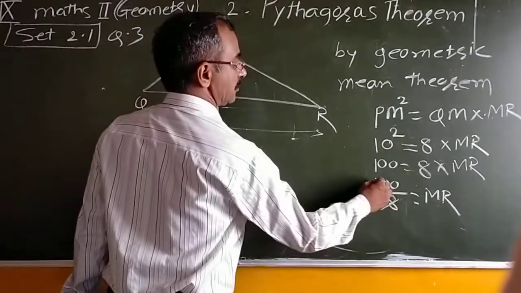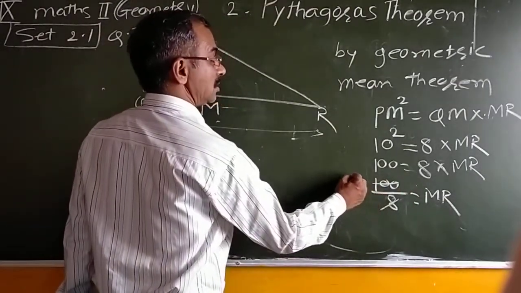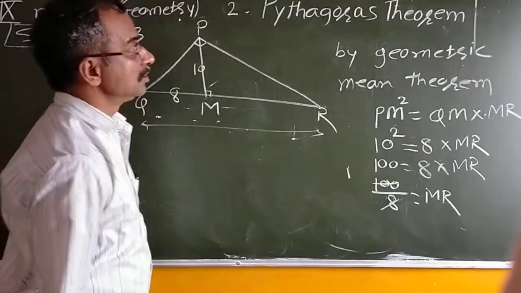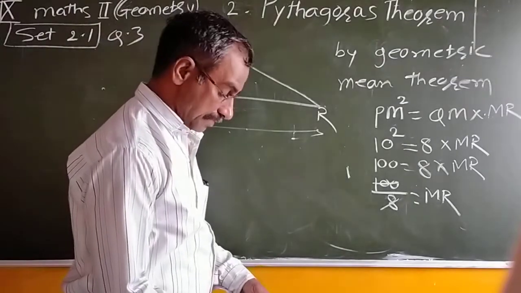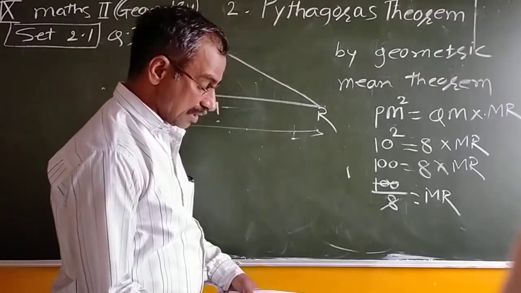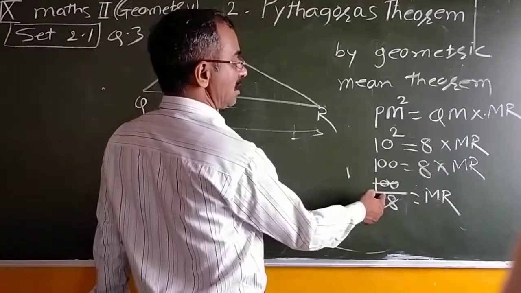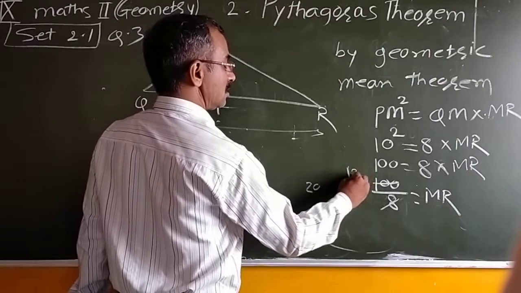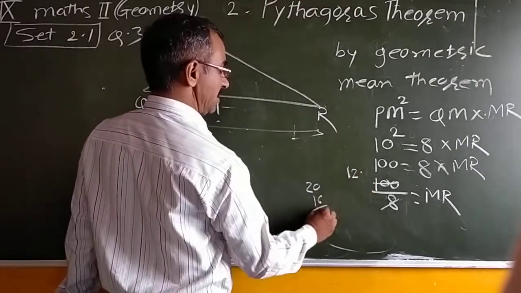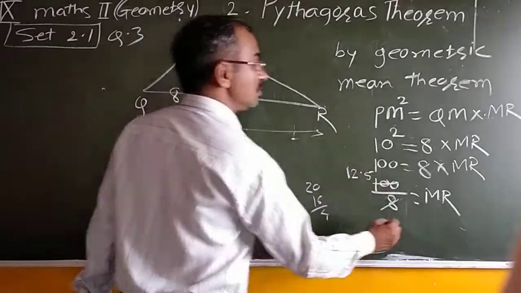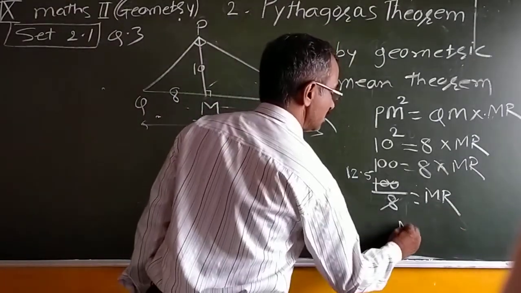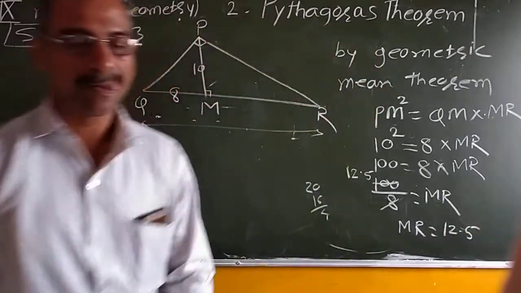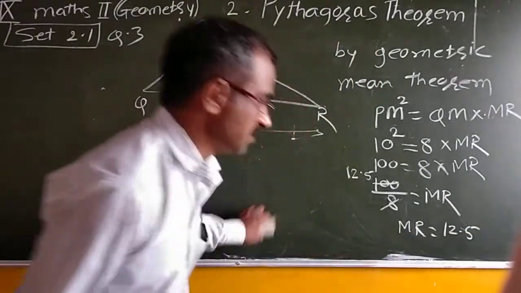8 2s are, 8 1s are 8, 2 is here, 8 2s are 16, 4 remain, 8 4s are, so we get the value of MR is equal to what? 12.5, 12.5, the decimal form.